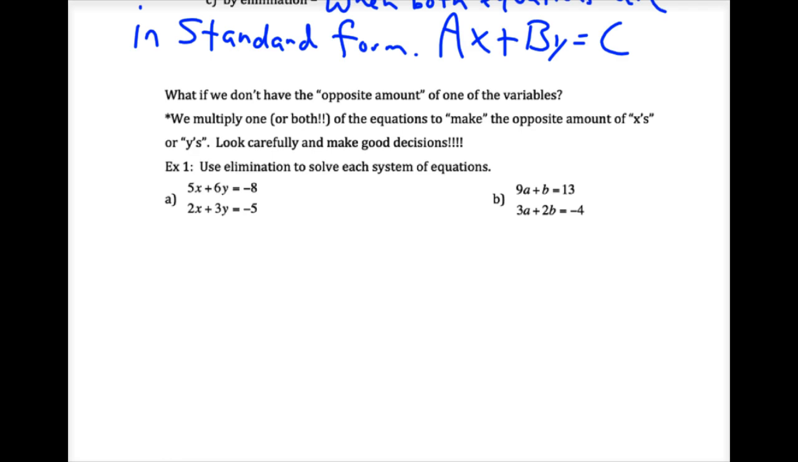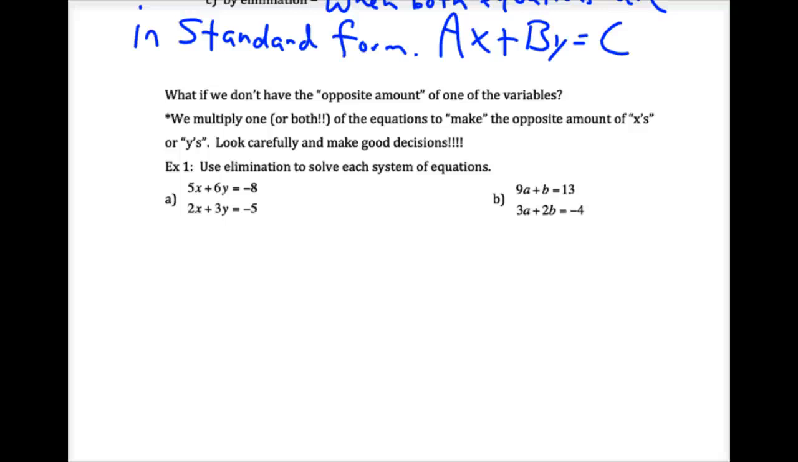All right, so here's our question, which I think most of you guys already know the answer to. What if we don't have an opposite amount of one of the variables? Look at this. We got 5 x's and 2 x's. We got 6 y's and 3 y's. Uh-oh. 9 and 3. 1 and 2. We don't have either the same or opposite amount of them. Do I multiply the second equation by 2?